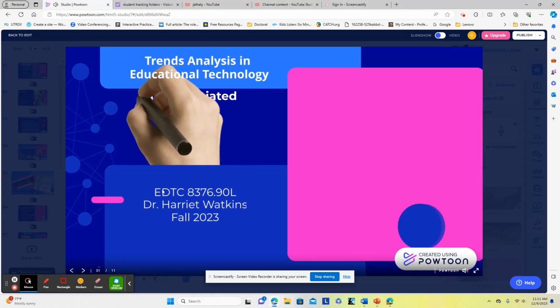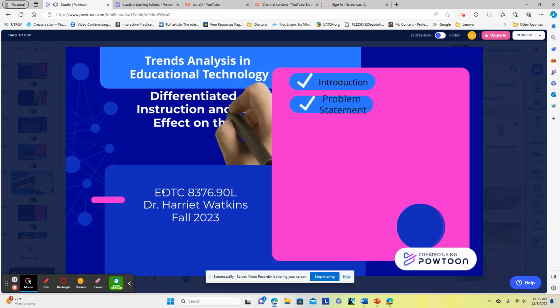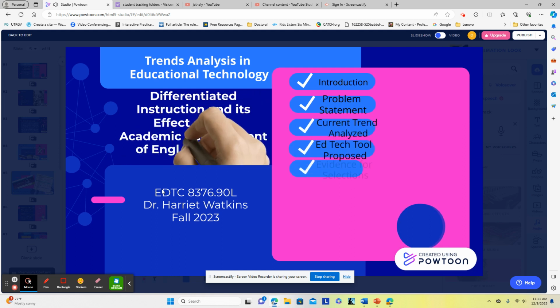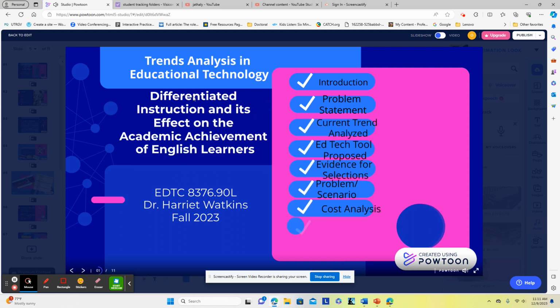Hello, everybody. And today's presentation will focus on differentiated instruction and its effect on the academic achievement of English learners. For this presentation, we will go into the introduction, the problem statement, the current trend analysis, the EdTech tool proposed, evidence for selections, the problem scenario, cost analysis, implementation, and of course, the summary.